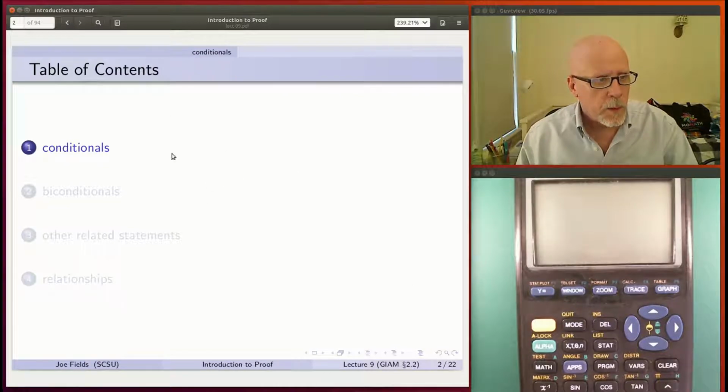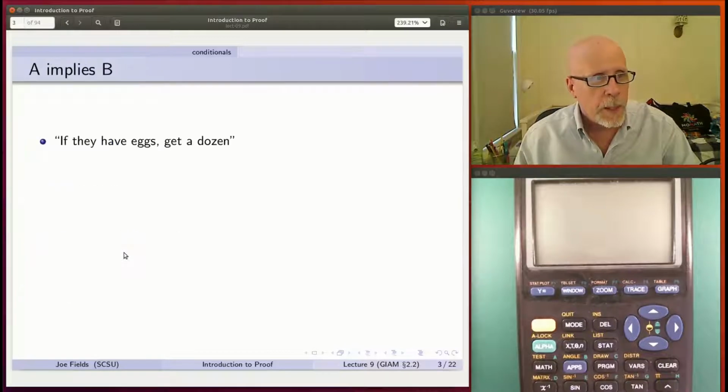Today I'm going to go through some stuff about conditional statements. The basic layout is we'll talk first about conditionals, then biconditionals, a couple of other types of statements that are related to the two of those, and then finally the relationships between all those statements we're talking about today. So let's get going.